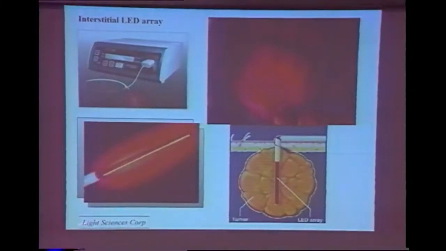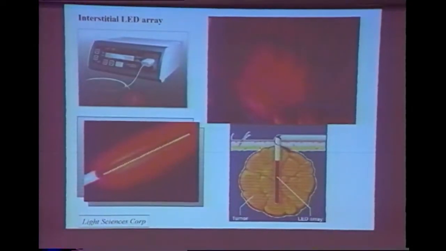The company in Seattle, the US, has developed an interstitial LED array. So this is a little fiber-like device, a couple of millimeters in diameter, that has individual LEDs all the way along. And so you have a line source that you can put into tumor or use endoscopically. Very nice for some applications.